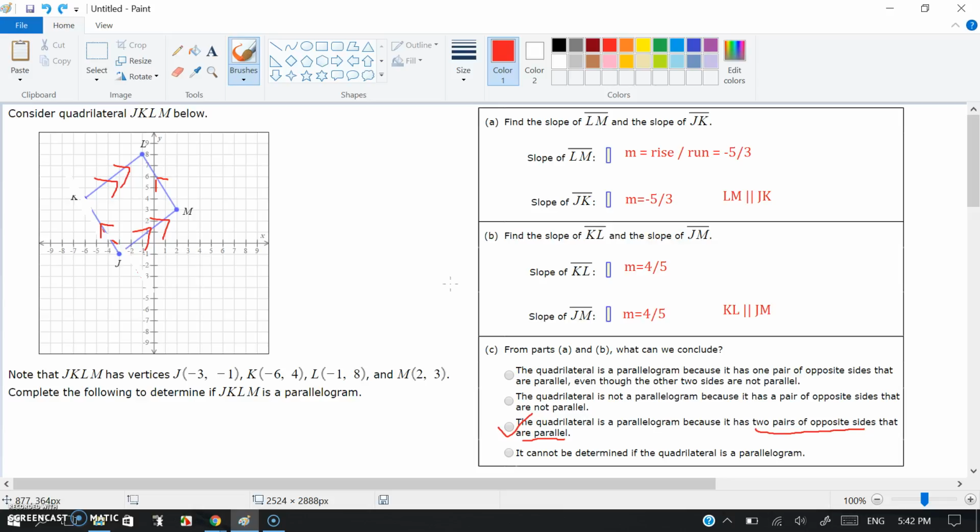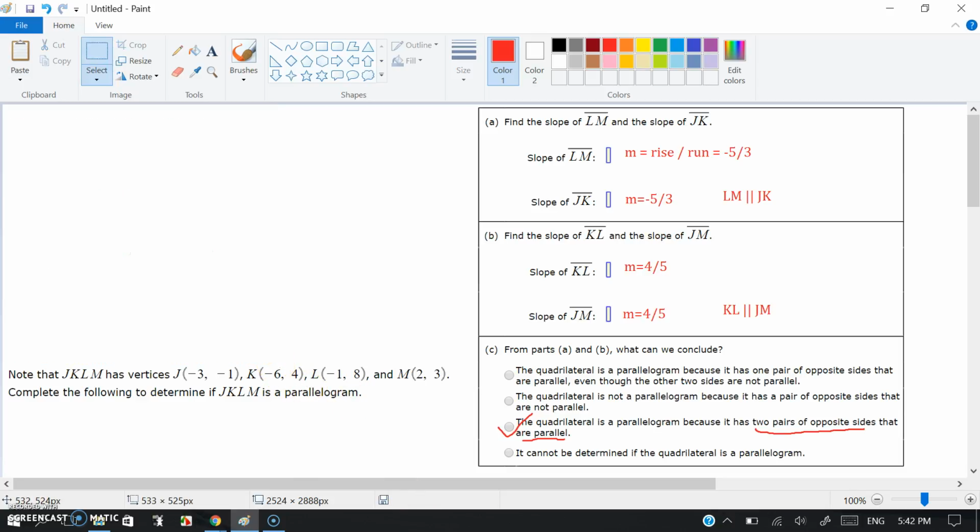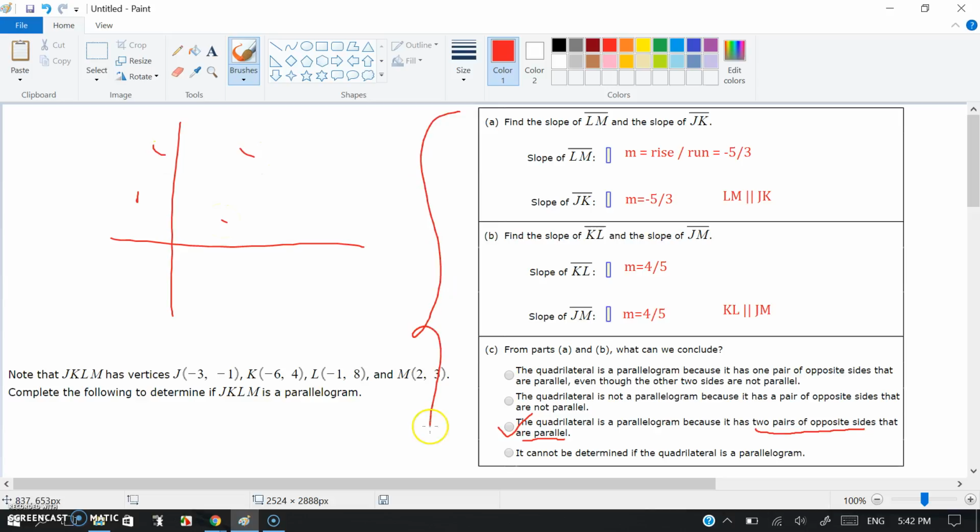However, if they don't give you the graph, and they only give you the coordinates over here, now what do you do? You will have to make a quick sketch. Make a quick sketch, put the points down, and then we can carry out this process.